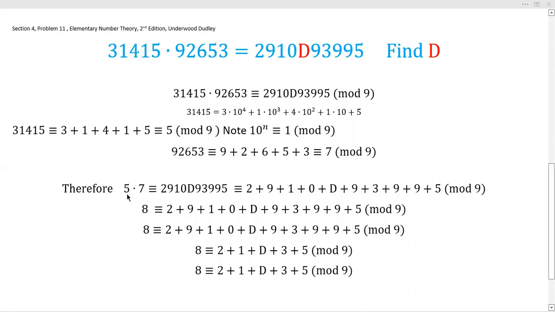Theory type question from a textbook by a gentleman by the name of Underwood Dudley. This was published way back in 1978. I think it's a great book, fantastic book. It's section 4 in the book, problem 11. And you're supposed to find a missing digit here.